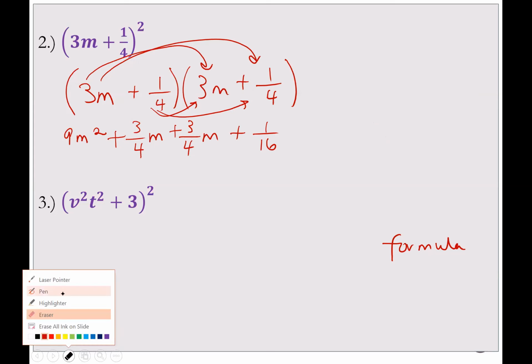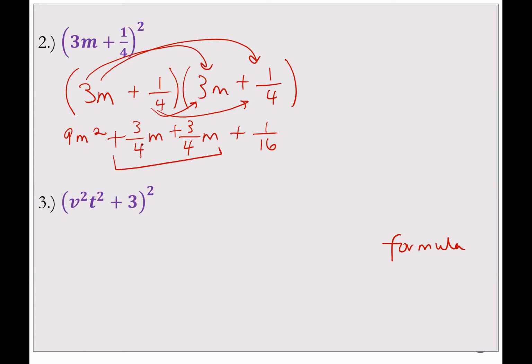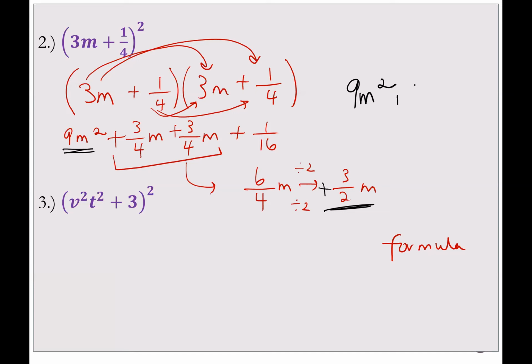Now the good thing is they have a common denominator of 4. So when I add them, I keep the common denominator of 4, and I just add 3 plus 3 and get 6. So that's 6/4 m. All I have left to do is reduce. Okay, so if I reduce that by 2, it becomes 3 over 2m. So let's put it all together. Our final answer will be 9m squared plus 3 over 2m, and then plus the 1/16.